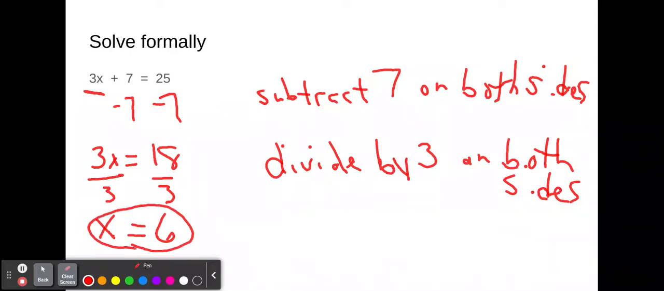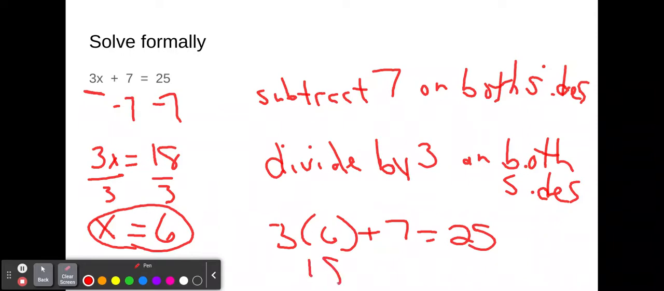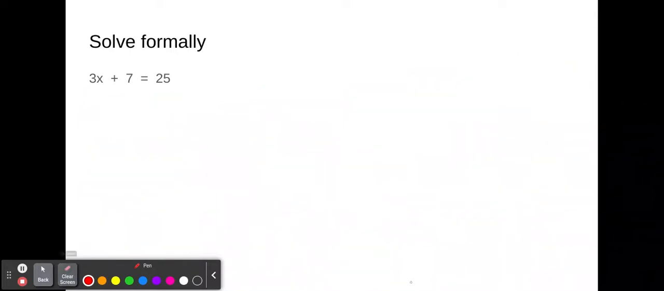And to check that, 3 times 6, right, plus our 7 will give us our 25, because that's 18 plus the 7. Okay, so we've done a two-step operation. We started by subtracting the 7, and then we did the division step. So that's our first example. Let's move on to the next one.